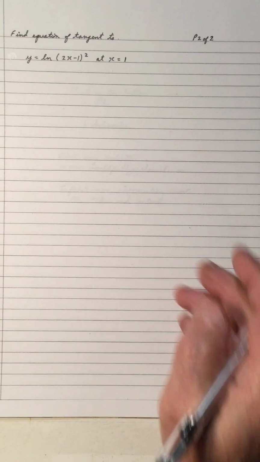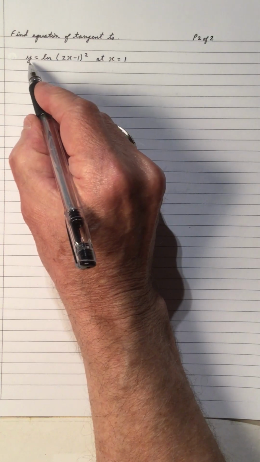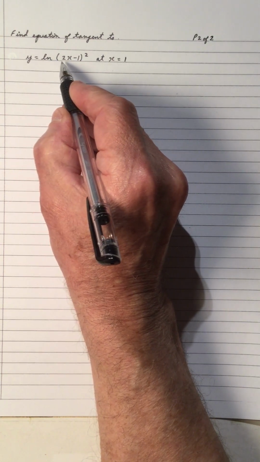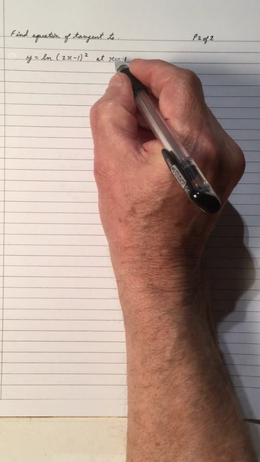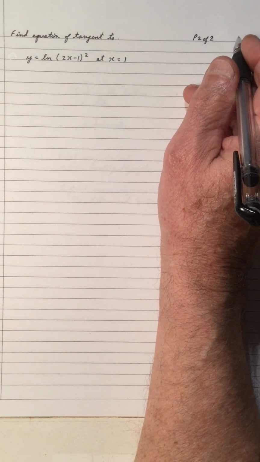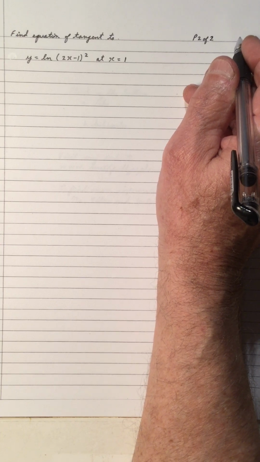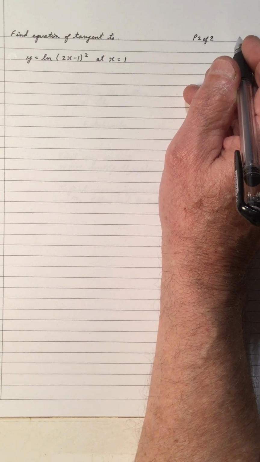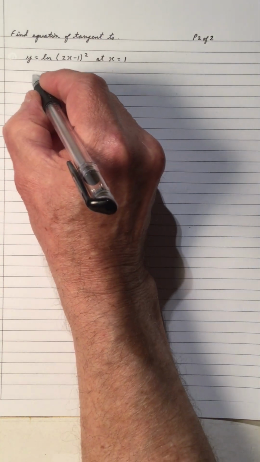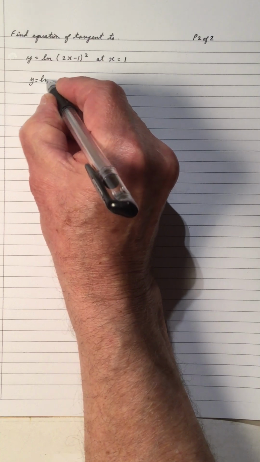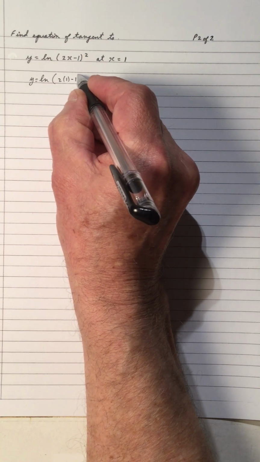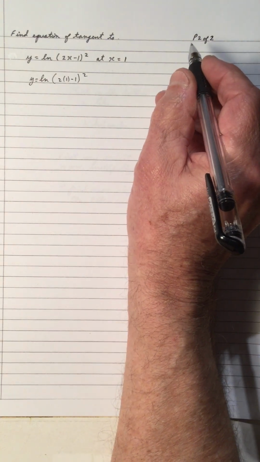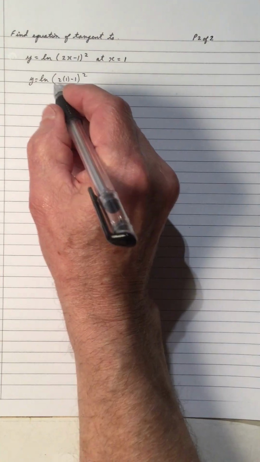Find the equation of a tangent to y equals the ln of (2x minus 1) squared at x equals 1. So to find the equation of a tangent, we need to know what point the tangent is going to go to on that curve. So at x equals 1, y equals ln, and we substitute 1 in place of x and work this out.